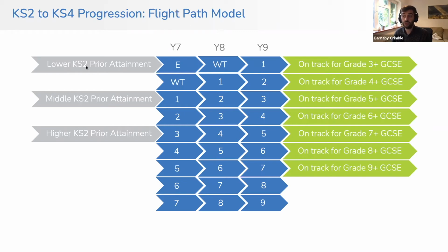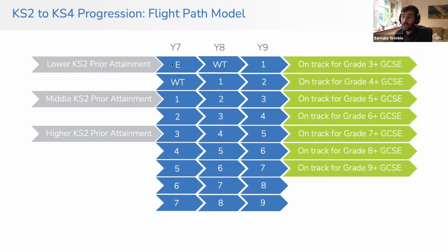When students come in with lower Key Stage 2 prior attainment, they might expect them to be on emerging in Year 7, working towards in Year 8, and grade 1 in Year 9. That's because they know in Year 10 they may be at grade 2, and in Year 11 they might be at grade 3.